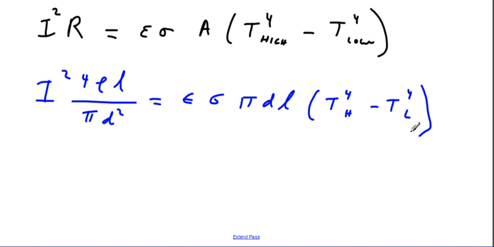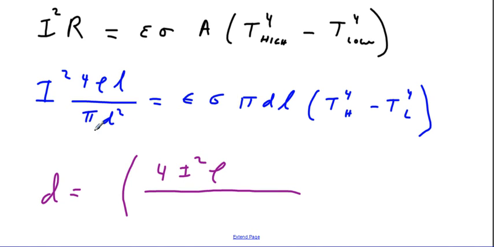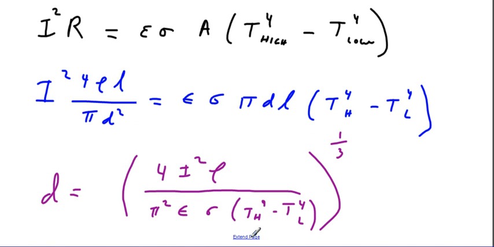Okay, well, that being the case, I can get rid of a D, I can get rid of an L, and I can solve the equation for D. So if all I do is get rid of a D, I have D squared over here, and that gives me D cubed. Okay, so I'm going to say D is equal to the cube root, 4 I squared rho divided by pi squared E, emissivity sigma temperature high to the 4th minus temperature low to the 4th power, raised to the 1/3 power, because I got a D cubed sitting there.